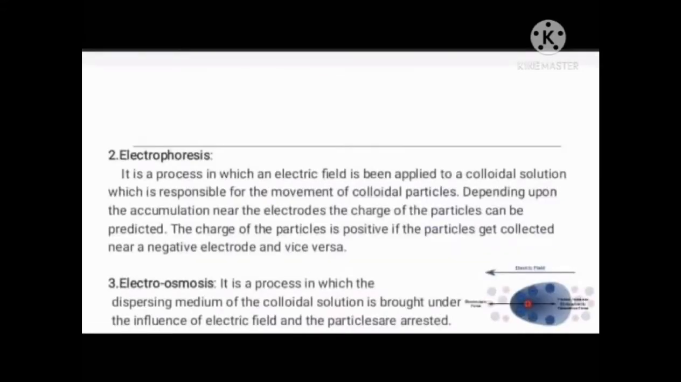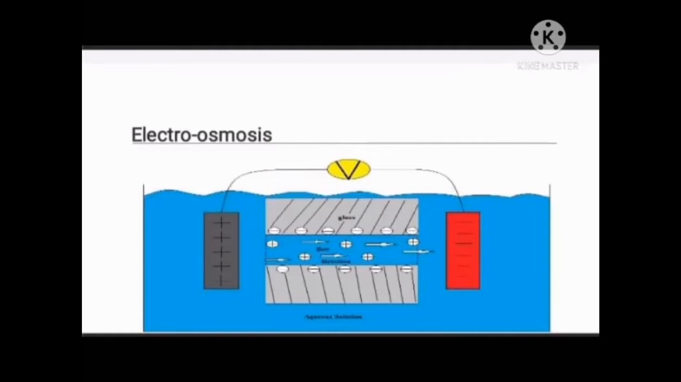And lastly, electroosmosis. Electroosmosis is the process in which the dispersing medium of a colloidal solution is moved under the influence of an electric field while the particles are arrested. This is an example picture of electroosmosis. As we can see, the positively charged and the negatively charged, and the volts create electricity. And that's all for the electrical properties of colloids: the electrical double layer, electrophoresis, and electroosmosis.